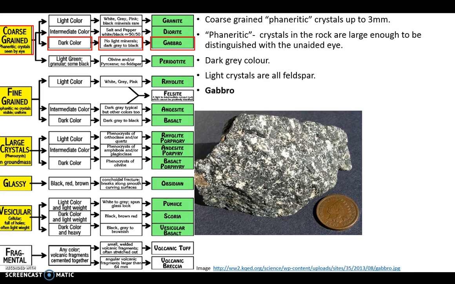Okay then, I hope that's helped. We're going to be using this chart a bit more, and we're going to be using similar charts to describe metamorphic and sedimentary rocks. The key things you need to be noting and recording are the grain size and the colour of the rock, and then of course trying to name that rock using the chart.